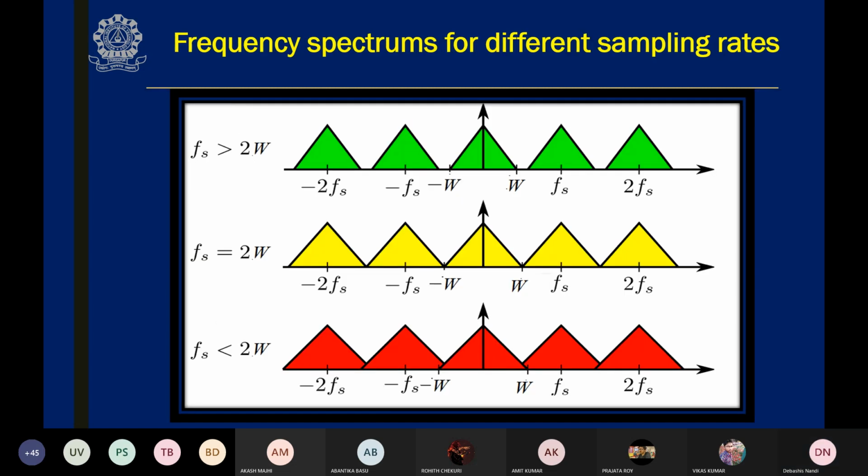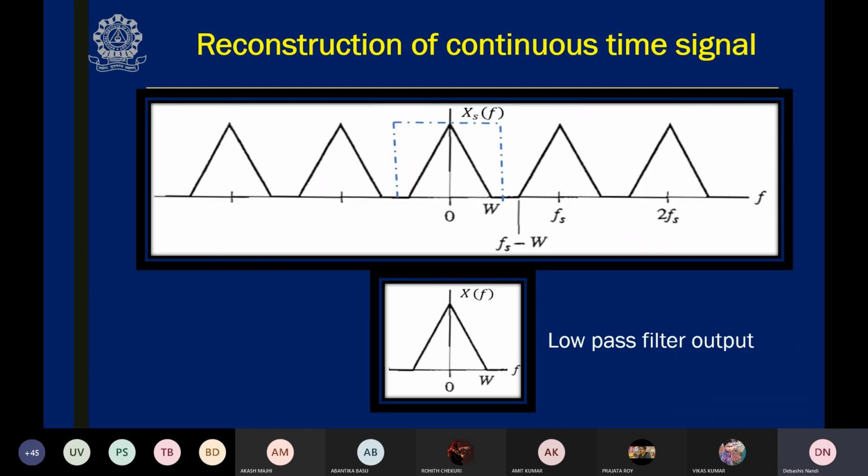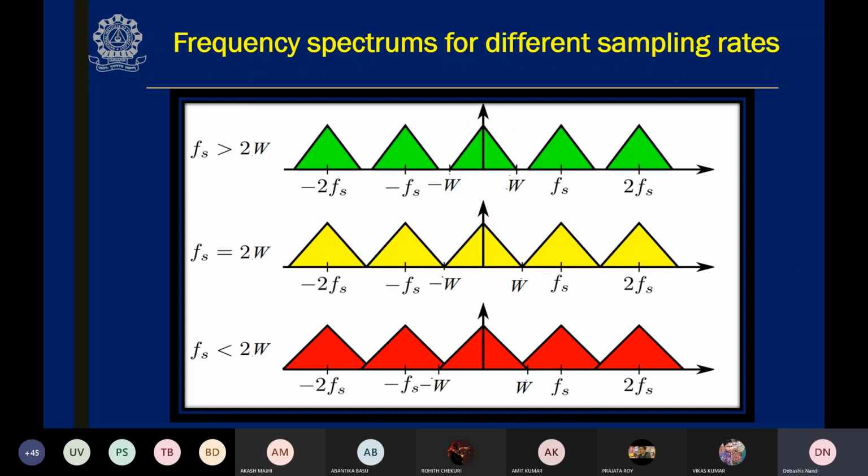Clear? Now, next I want to discuss what conditions should be maintained so that it is possible to reconstruct this signal. I will show three bandwidth structures.